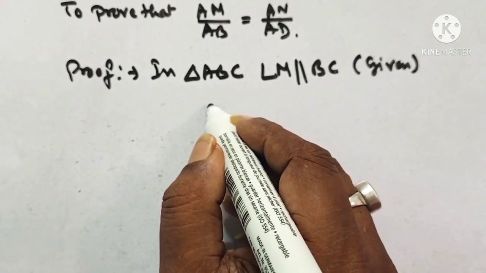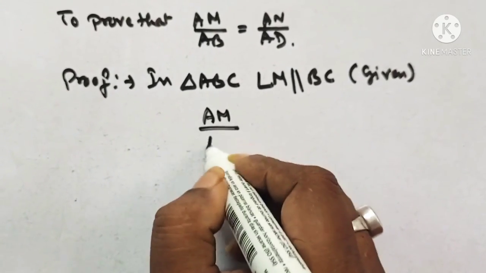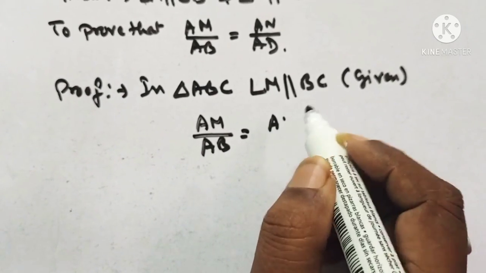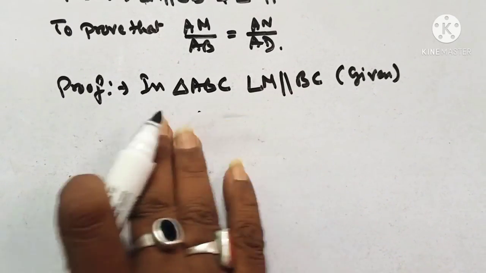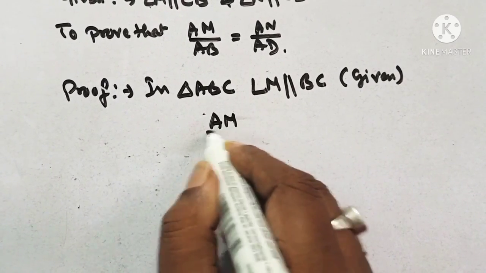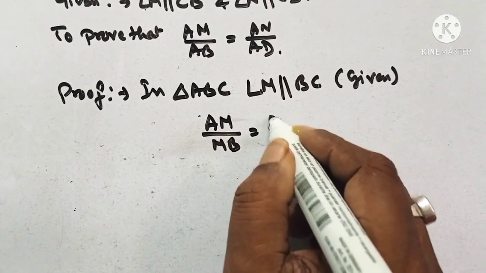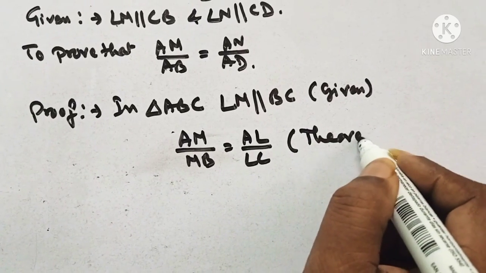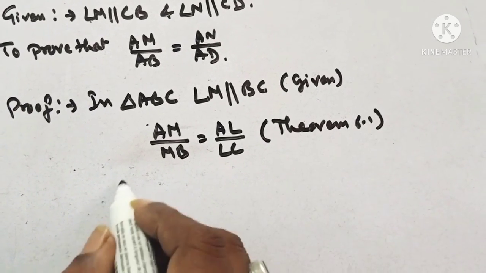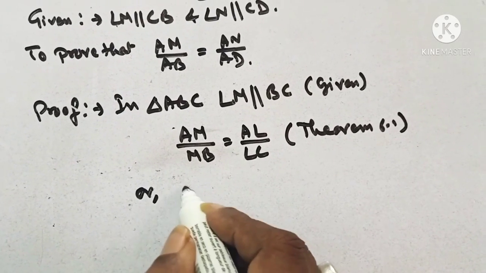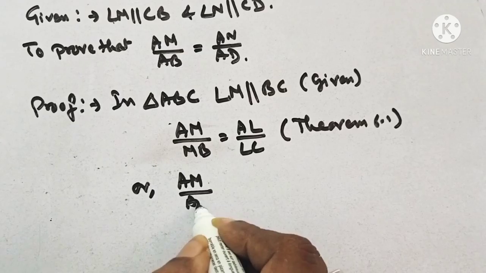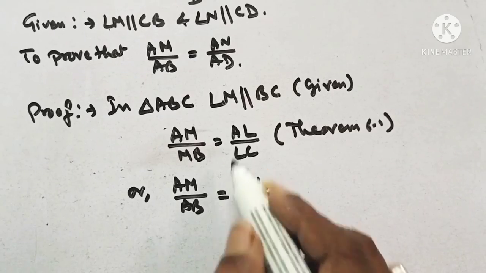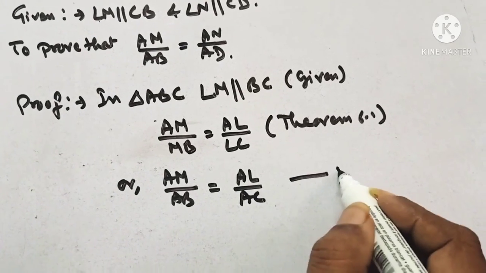at first you can say that AM by MB is equal to AL by LC. This is from theorem 6.1. Now you can write this also like this: AM by AB is equal to AL by AC. So this is equation 1.